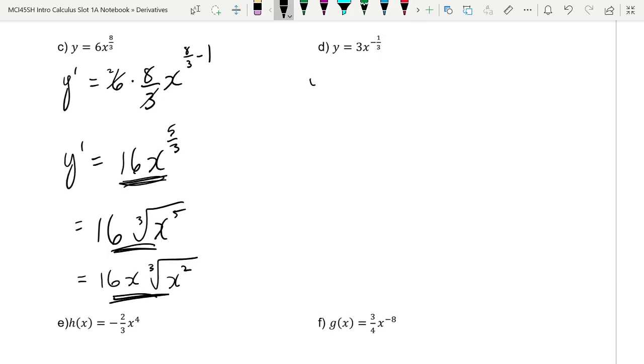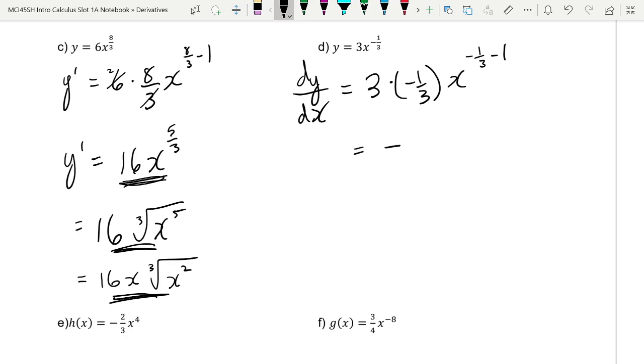This one, again, I'll just use y. I'll do Leibniz this time. dy by dx is equal to 3 times negative 1/3. I'll use brackets so I don't accidentally think that's a subtract. 3 times negative 1/3 times x to the negative 1/3 minus 1. All right, what's that going to look like? Well, the 3s cancel, and that's going to be x to the negative 1/3 minus 1, which is negative 4/3, right? Because remember, 1 is 3/3, right?